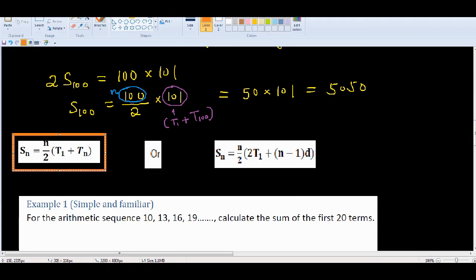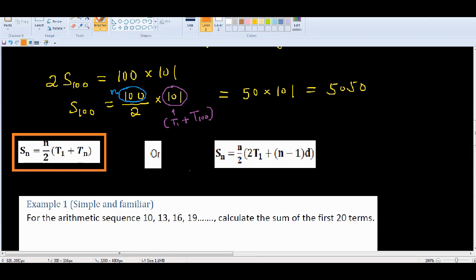For Sn, you see Sn means the sum of the first n terms. It equals the number of terms, which is n, divided by 2, just like 100 divided by 2, times the bracket first term plus last term.